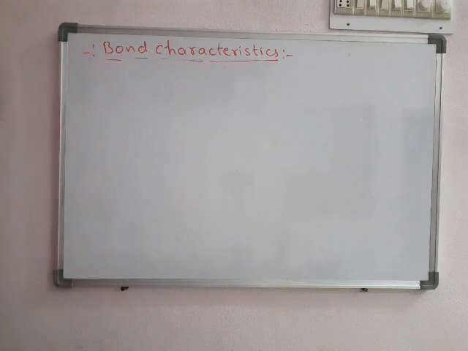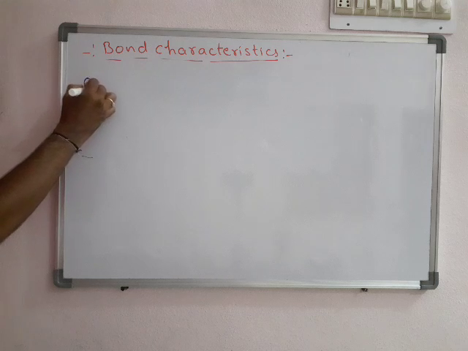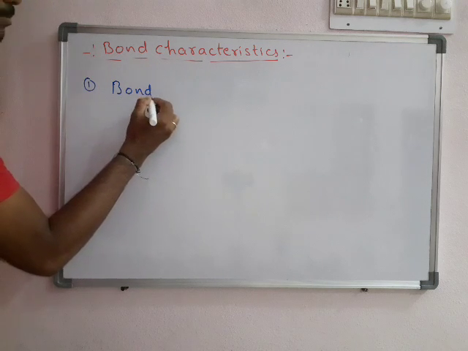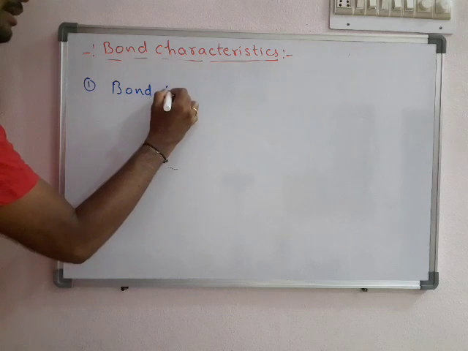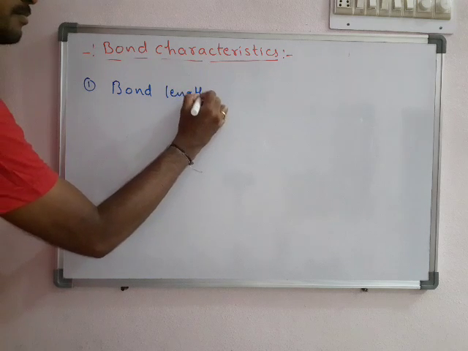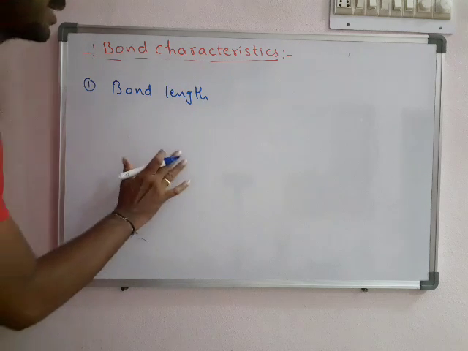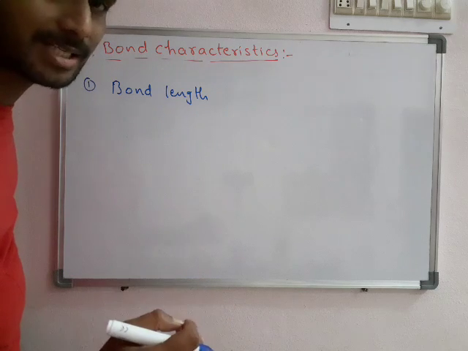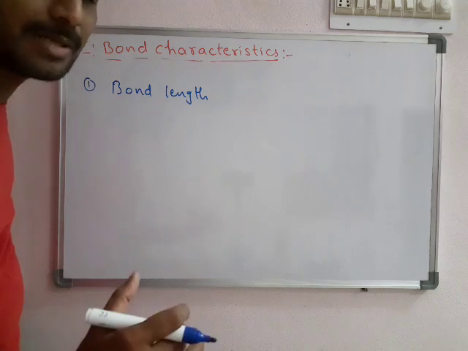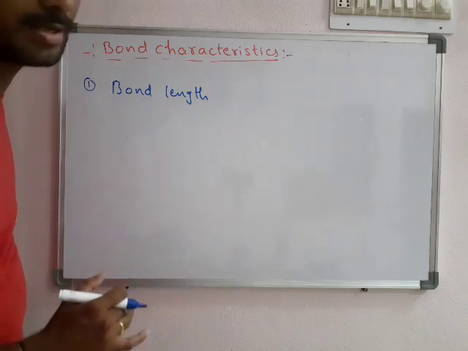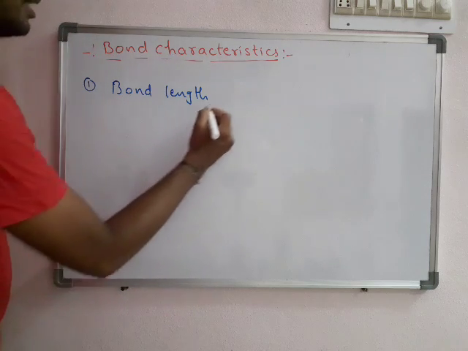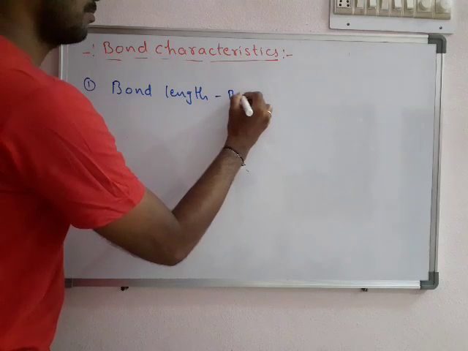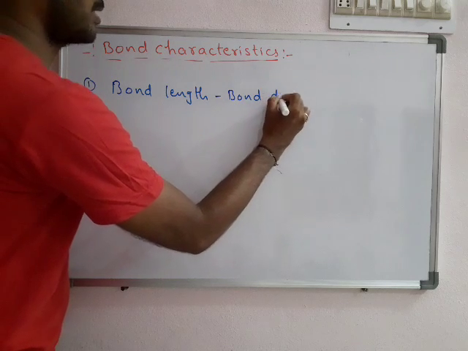The important ones are these. For a bond, the main characteristic is bond length. We are discussing the properties of the bonds which are measurable, that is bond length. It is also known as bond distance.